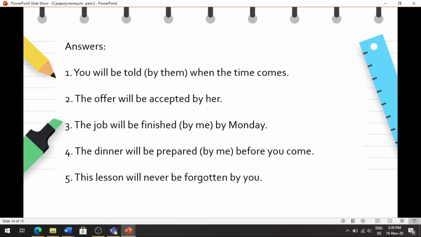And the correct answers are: you will be told by them when the time comes. For the second sentence: the offer will be accepted by her. The third sentence: the job will be finished by Monday. The fourth sentence: the dinner will be prepared before you come. And the correct answer for the last sentence is: this lesson will never be forgotten by you.